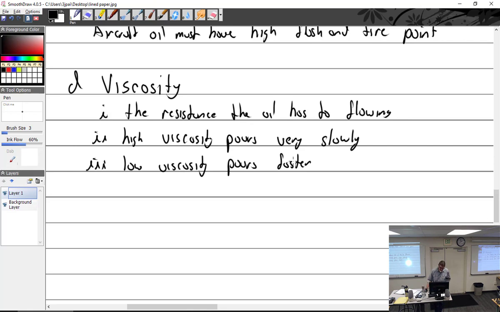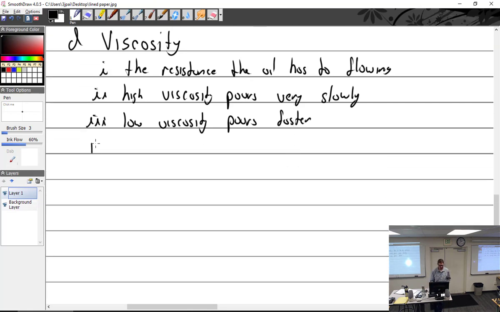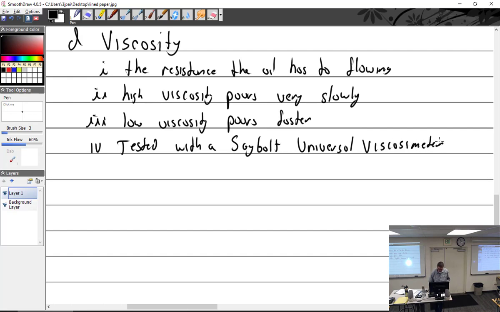Why do you figure out the viscosity? I'm glad you asked. Thank you. It's tested with the Saybolt Universal Viscometer. It is how long it takes.